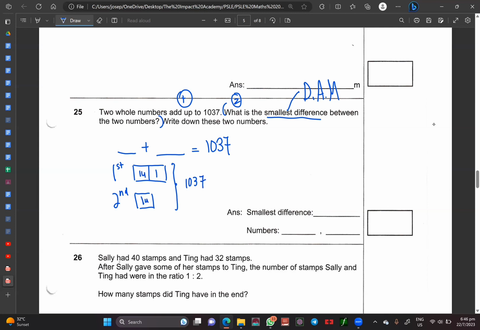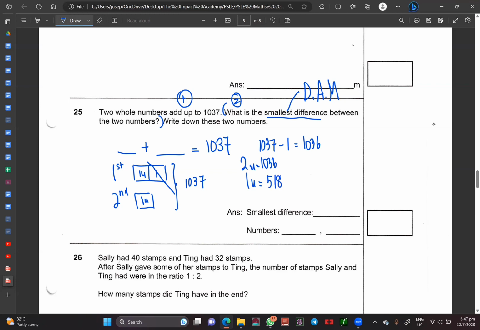So what can I do? I can quickly find out what is my Mr. Green Man. So 1037 minus away 1, you get 1036. And when you do 1036 divided by 2, why 2? Because for 1037, you remove away this, you are left with 2 units. Sorry, I apologize. Maybe I can just write down that 2 units is equals to 1036. What I want to do now is find 1 unit. So 1036 divided by 2, that gives me 518.